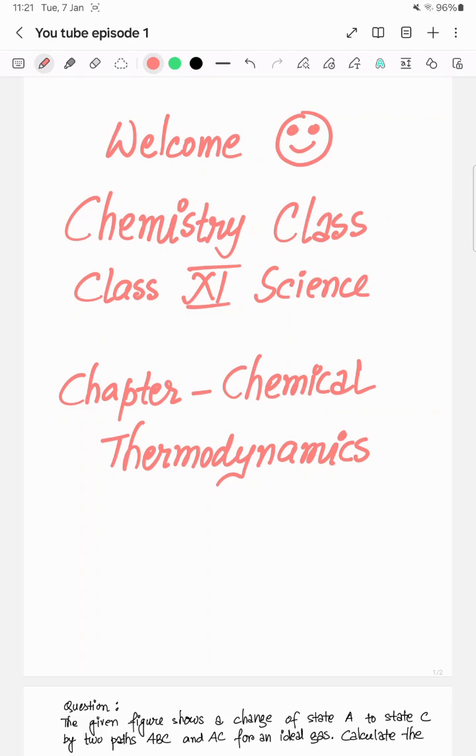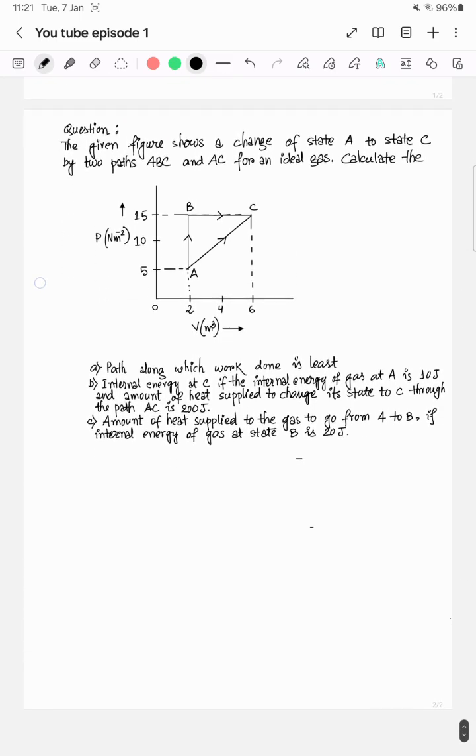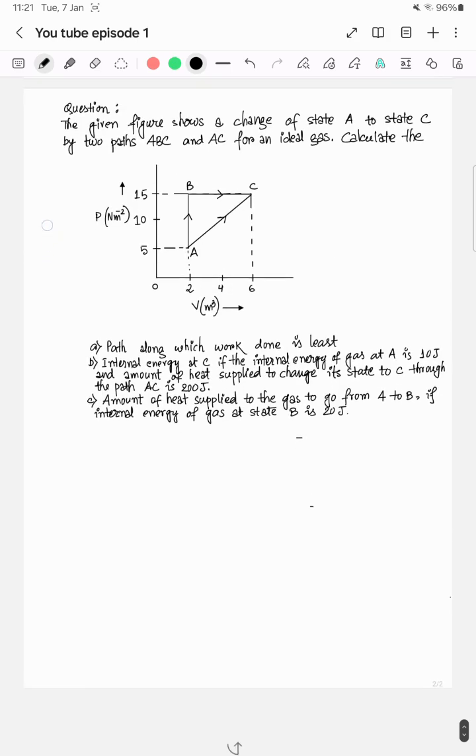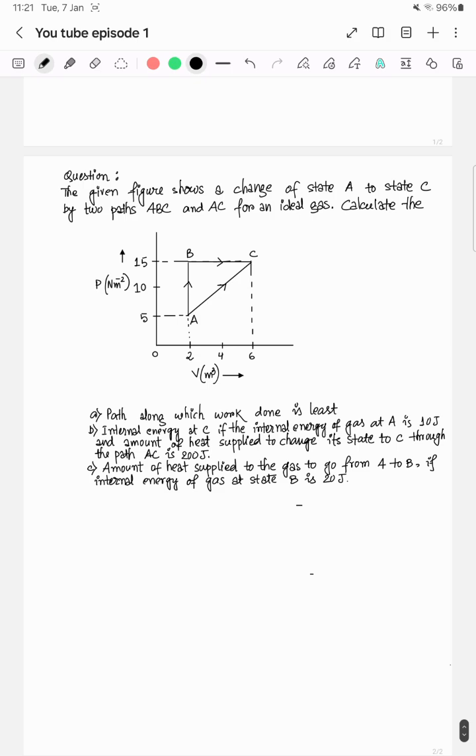Today I will be discussing the chapter Chemical Thermodynamics, class 11 science. A few days ago, one of my students asked me to solve the following problem. Next week I will be uploading one complete video on this chapter, but today I will be solving this question.